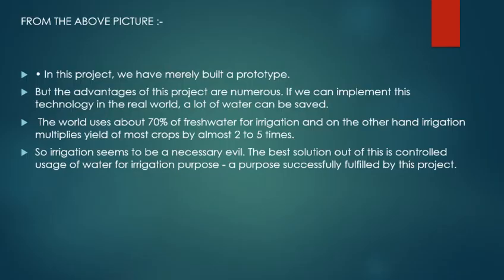From the above project, we have mainly built a prototype, but the advantages of this project are numerous. We can implement this technology in the real world. A lot of water can be saved. The world uses about 70% of fresh water for irrigation, and on the other hand, irrigation multiplies the yields of most crops by almost 2 times. So irrigation seems to be necessary here. The best solution now is controlled usage of water for irrigation purposes. The purpose is successfully fulfilled by the project, and we can save a lot of water without any wastage.